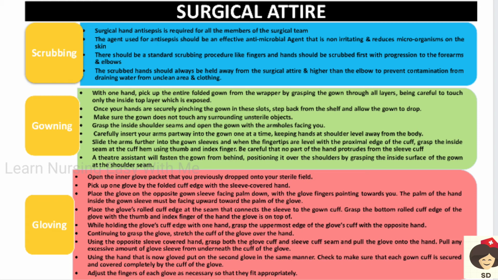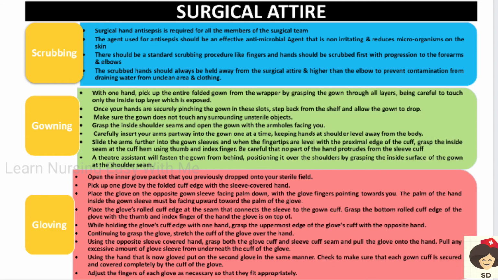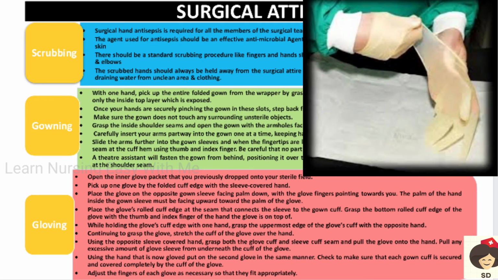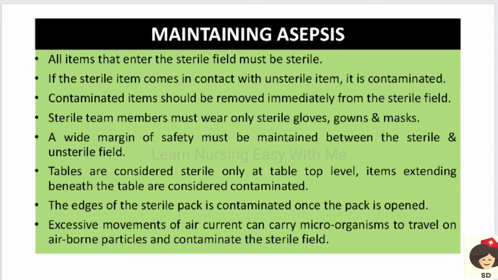Okay, and in the same way gowning. There is a procedure for gowning, how to open the gown and insert the hands, and then you have to ask an assistant to tie the gown from the back. And also there is a gloving procedure, how to take the first glove and the second glove, and we have to see whether the fingers are fitting properly inside the gloves. Next is maintaining asepsis.